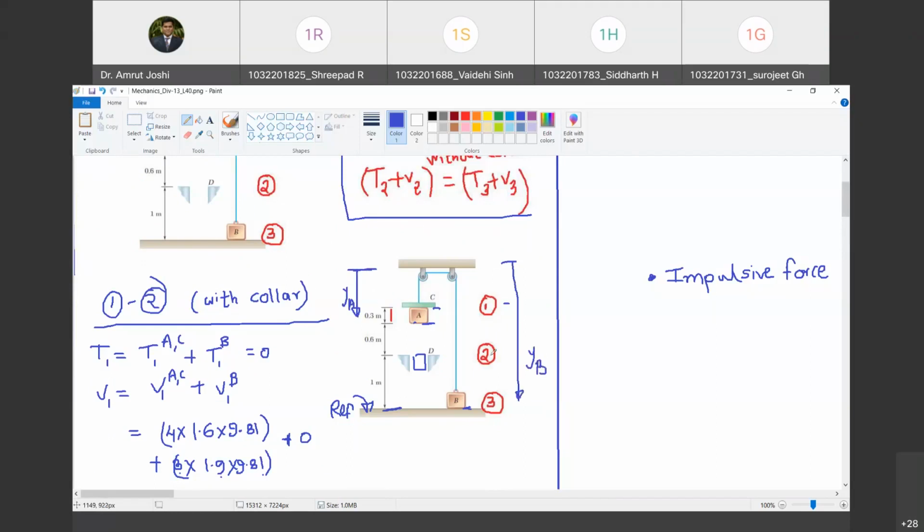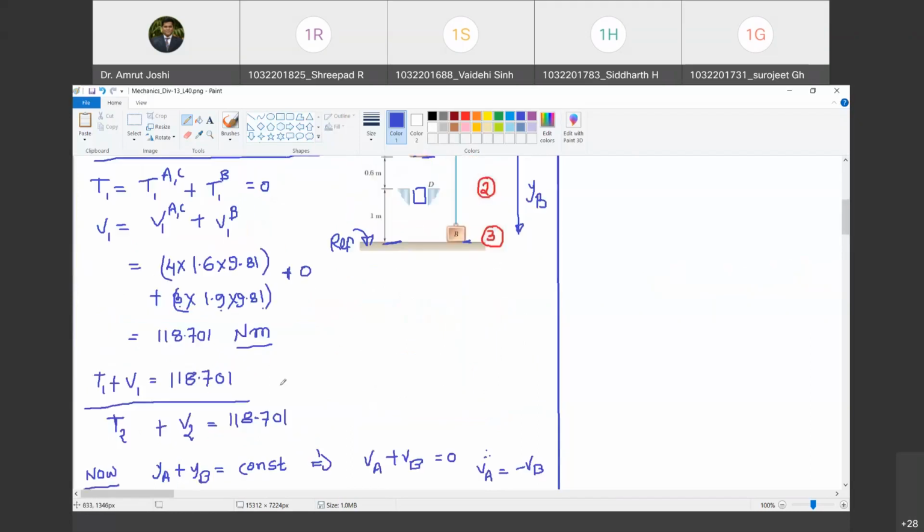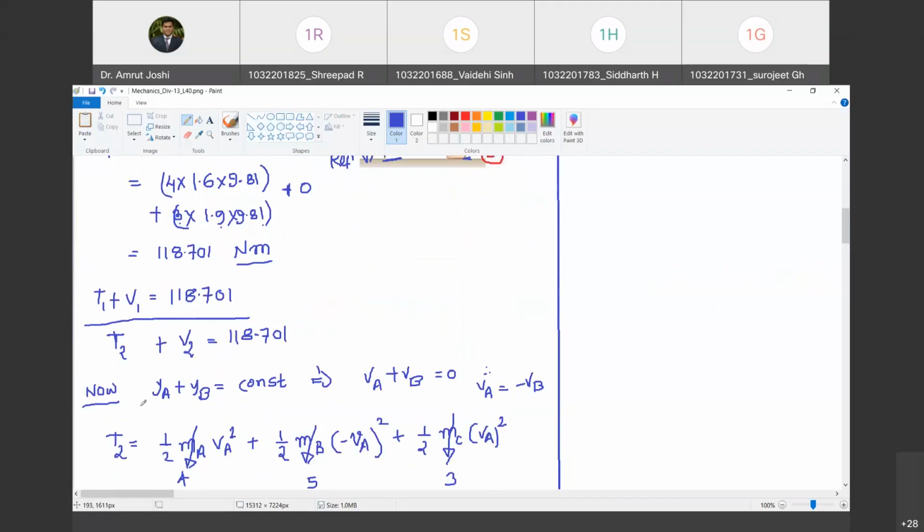The length of the string must remain preserved. So YA plus this constant portion plus YB must be constant. So that constant goes on the other side and you get the expression YA plus YB equal to constant, indicating VA plus VB is 0 and therefore VA is equal to minus VB. So we have now the relationship between VA and VB.